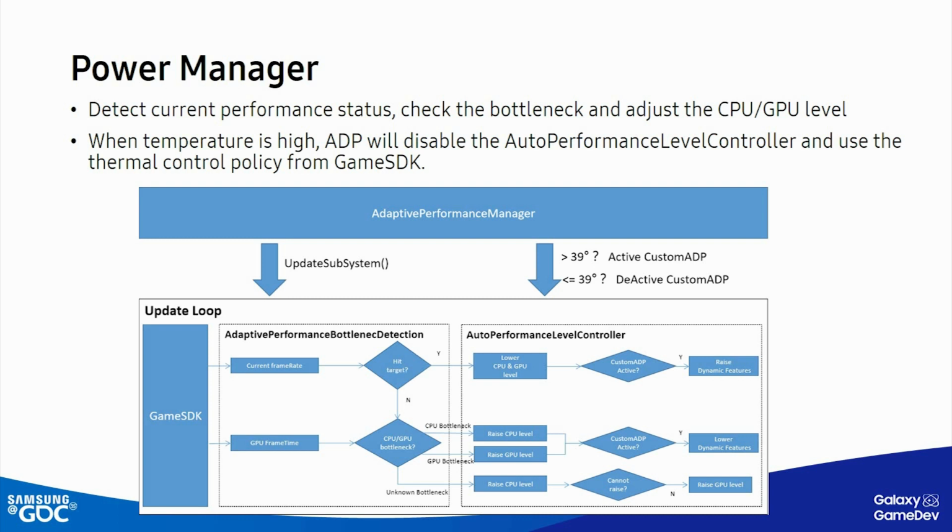Auto Performance Level Controller works when the temperature is low. At default it is 39 degrees case temperature. The developer can detect the bottleneck of the previous frame and adjust the CPU and GPU levels accordingly. When the temperature is high, ADP will disable the Auto Performance Level Controller and it will apply a thermal control policy instead. The thermal control is from Samsung's Game SDK, and this will limit the highest CPU and GPU levels in order to reduce heat.